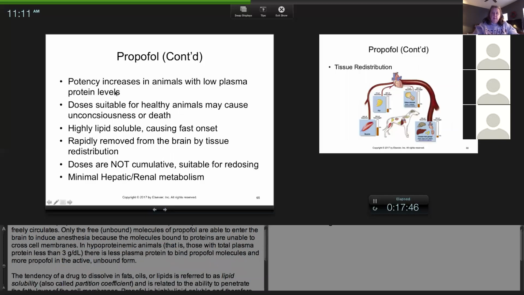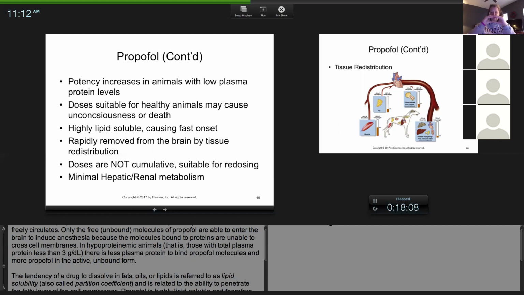So I've talked about protein levels and how important they are in anesthesia. So when you give propofol, it does bind to protein. Most drugs do. But if I have an animal with a normal protein and I give a normal dose, some of that drug binds to protein. So I want you to think about it this way.